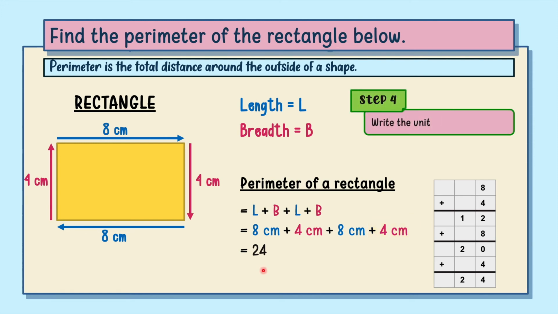So step number 4, we will always write the unit. What is unit? Now remember here, we use centimeter, centimeter, centimeter, centimeter. So my final answer, I will write down 24 centimeter.